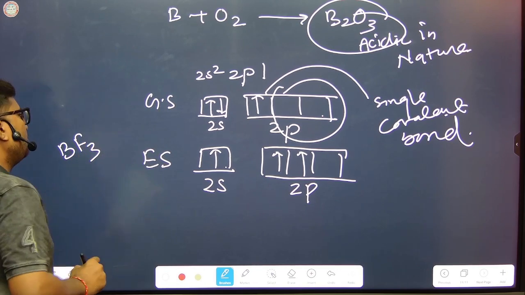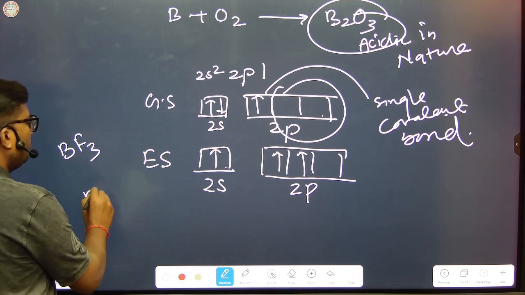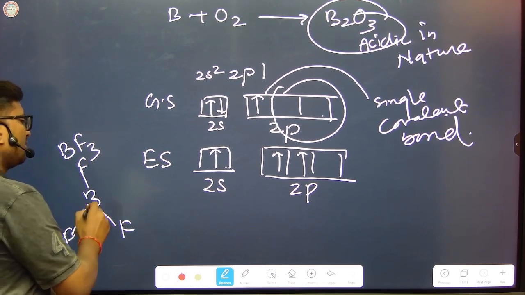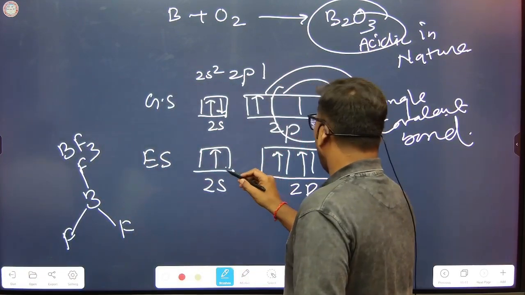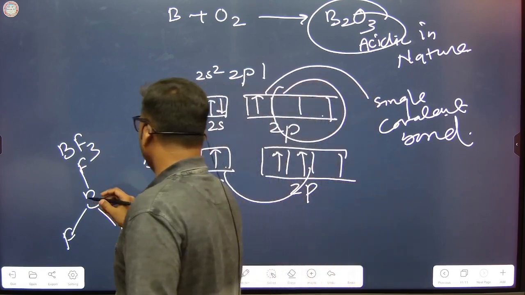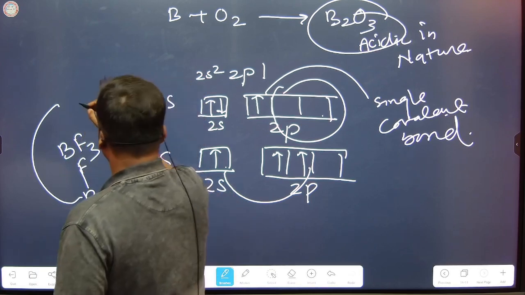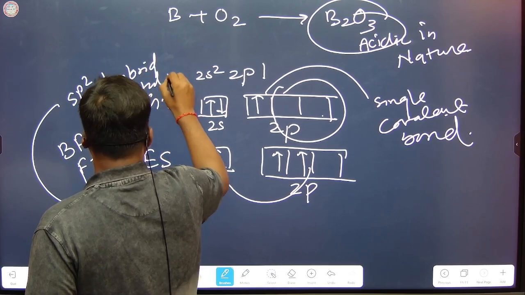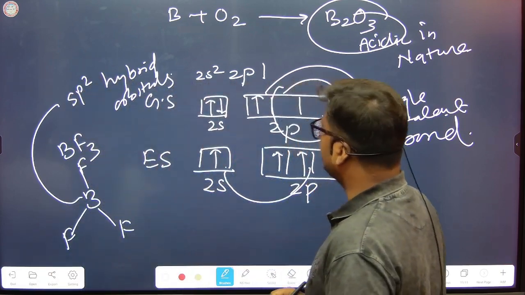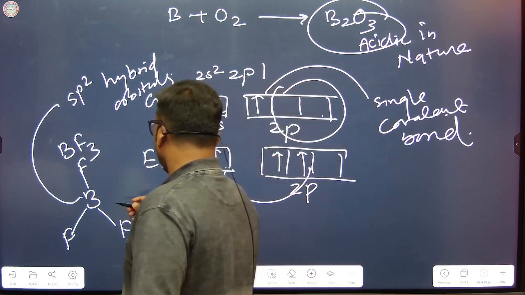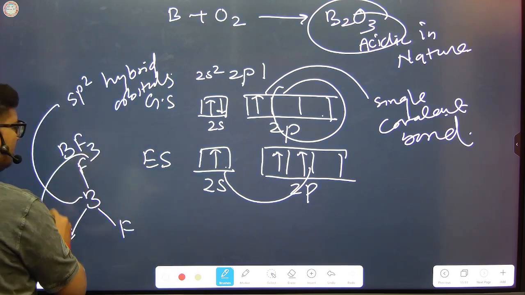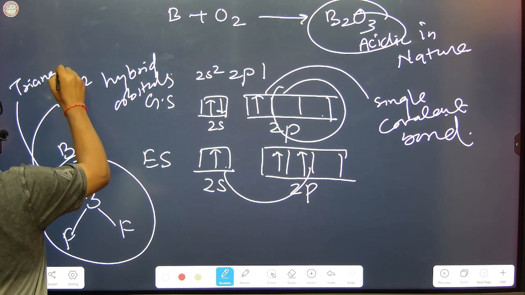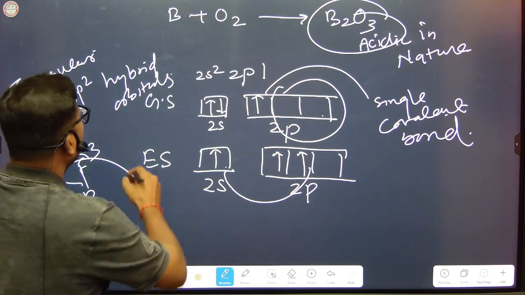Suppose we have, in case of boron, BF3, that is boron trifluoride. Boron can form 3 bonds with fluorine. So 3 bonds means sp2. This boron comprises sp2 hybrid orbitals, right? Hybrid orbitals here means it has trigonal shape. So this boron trifluoride has a triangular, you can say simply triangular geometry.